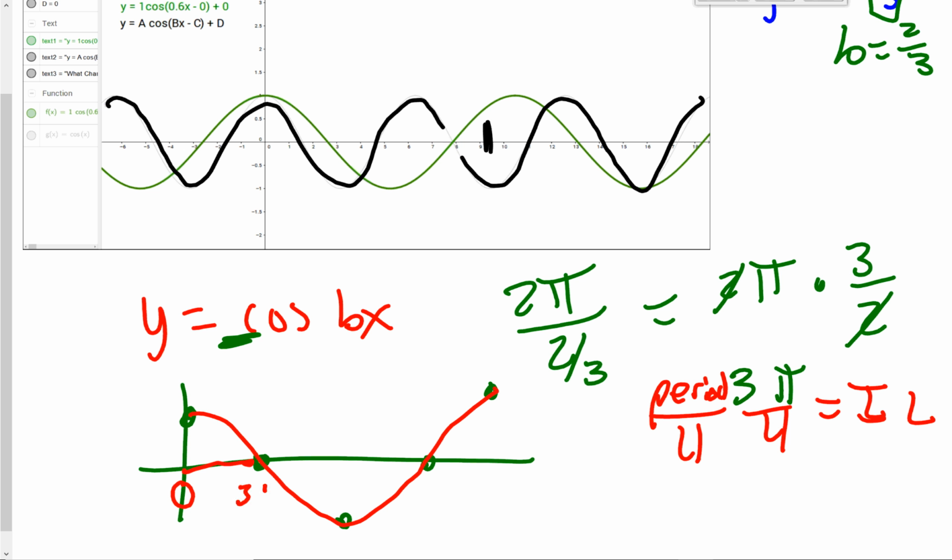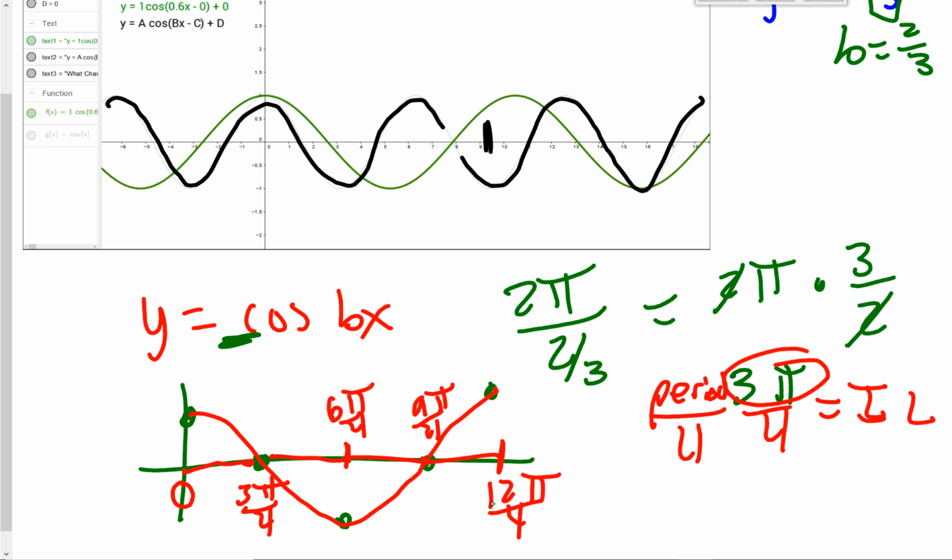So I start at 0, I add 3/4 pi, I add this distance, my interval length, and I get 3/4 pi. And I just add another 3/4 pi. So that is 6/4 pi. And then I add another one, which is 9/4 pi. I don't even care if you reduce this. And I add another one, which is 12/4 pi, which we can see is 3 pi. That equals 3 pi. 12 divided by 4 is 3. So there's the graph of that one.